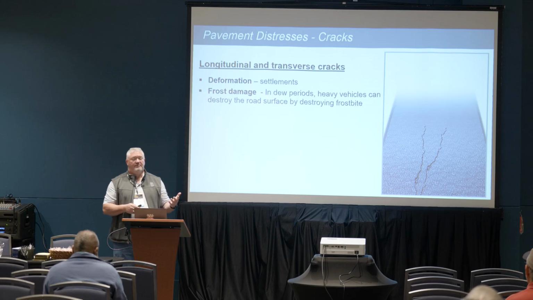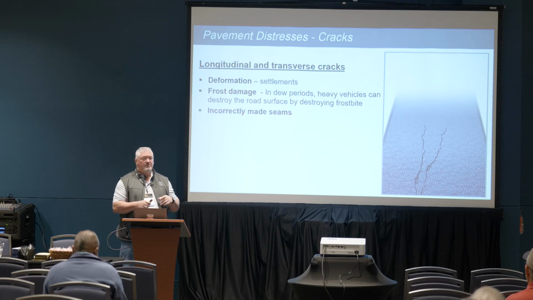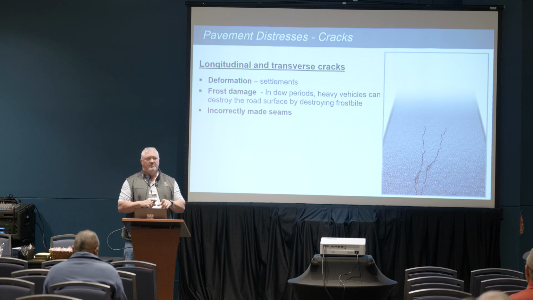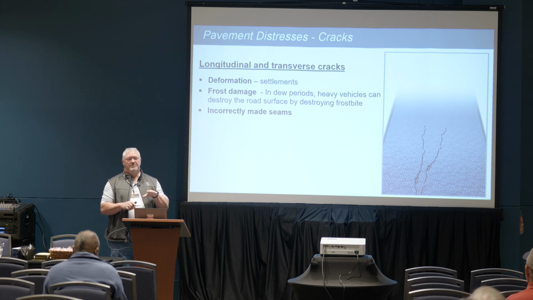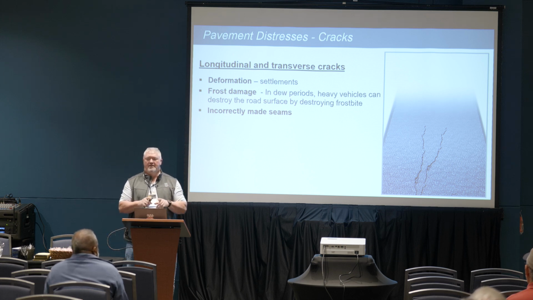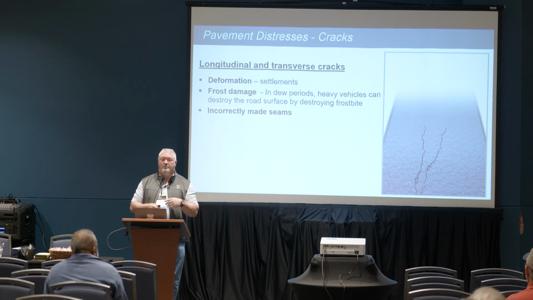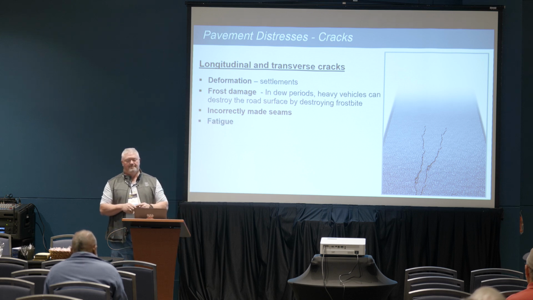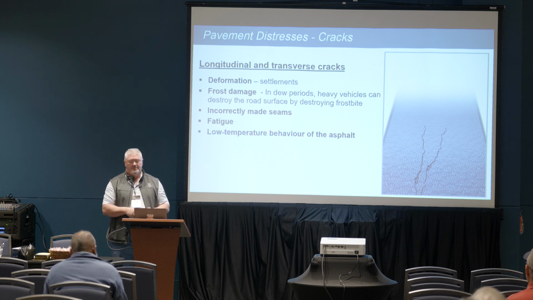Might be able to start some frost damage. Incorrectly made seams, and when I talk about incorrectly made seams, it's really more of a temperature difference of what's compacted and uncompacted to where the machine, the roller, is going to want to push what's uncompacted away from what's compacted. And we're going to tear that mat, and we're not going to get it put back together. Fatigue, the start of maybe some soft spots underneath.